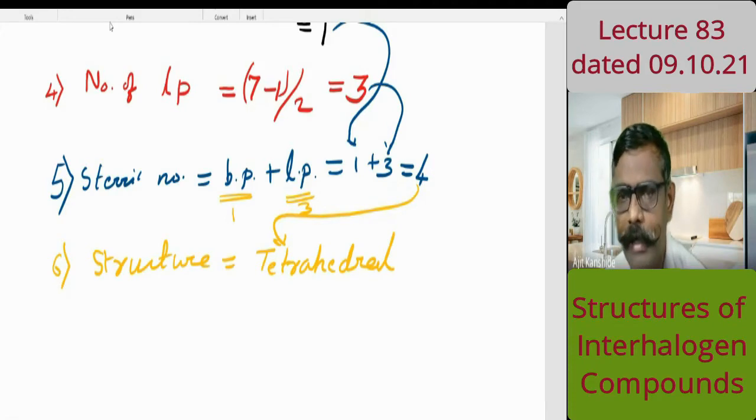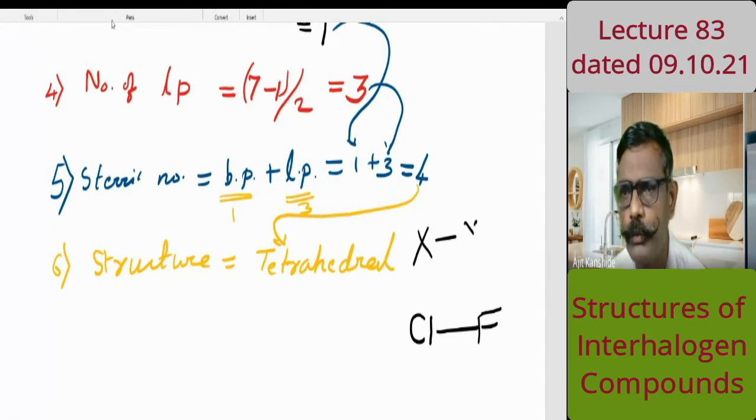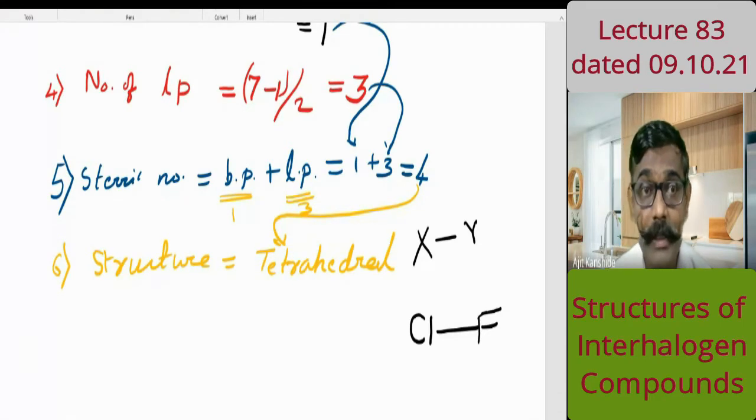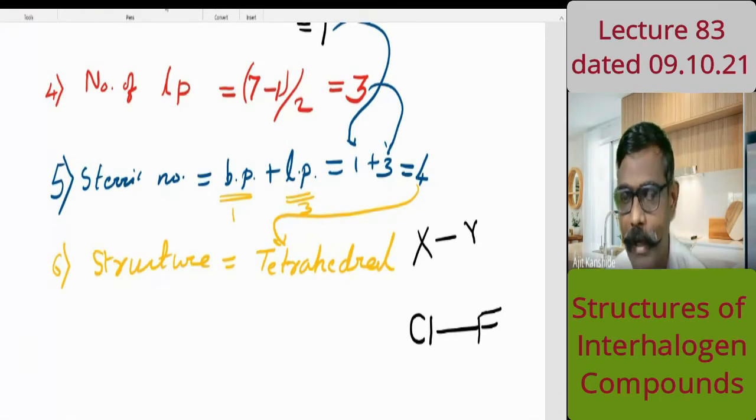A chlorine I need to consider, which is with 1 bond. With whom? Say fluorine. Or in general, if I am considering X, it is forming a bond with whom? Y. And the remaining lone pairs are there. How can I represent those lone pairs? If I represent here on the X, one lone pair, second lone pair, and third lone pair.